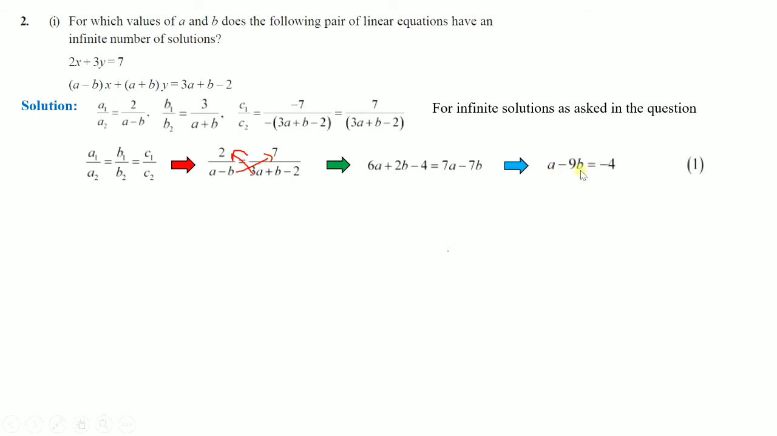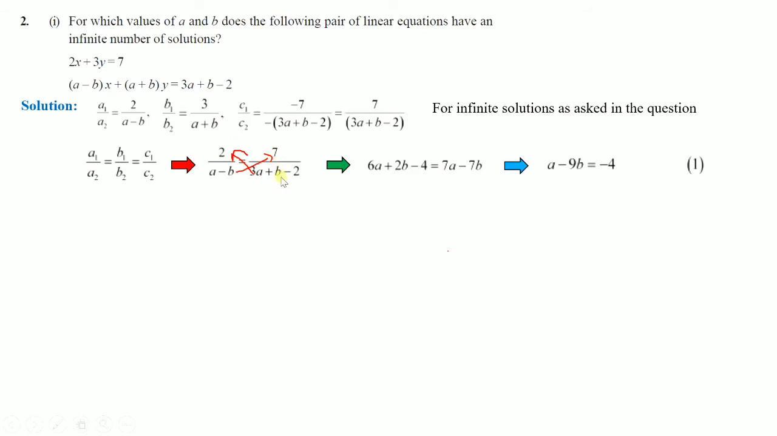So let us have this equation first, because 7a minus 6a is a, and minus 7b minus 2b, this will also go to that side, minus 7b and minus 2b is minus 9b, and equals to minus 4. It is already in the right hand side. So equation number 1 from these two.